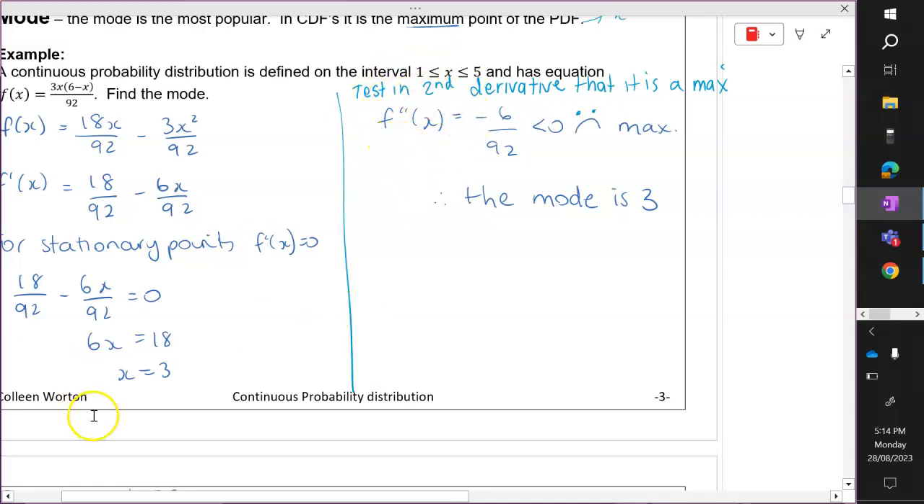So let's find our second derivative. Okay, so we've got our first one and we'll differentiate that again. If I differentiate this, the first part goes to 0. My second part goes to minus 6 on 92, which is a negative number. So that is always less than 0. Less than 0 is negative. There's our sad negative face. It's a maximum. So therefore the mode is 3. We've shown it's a maximum.